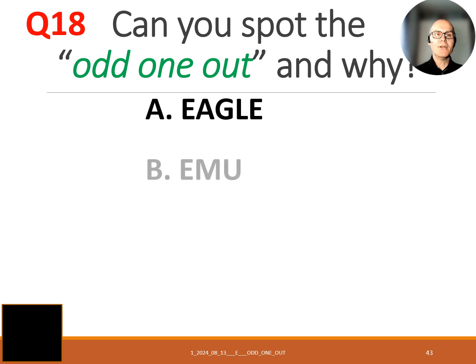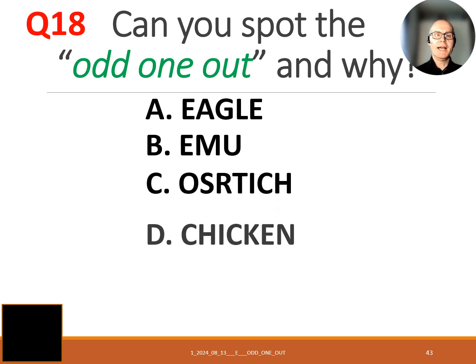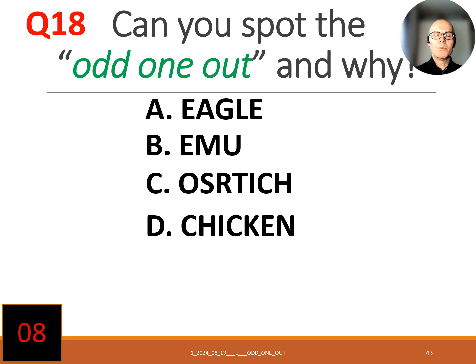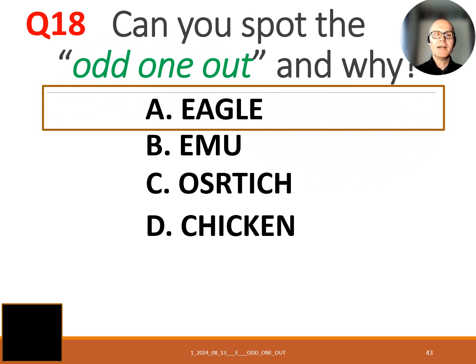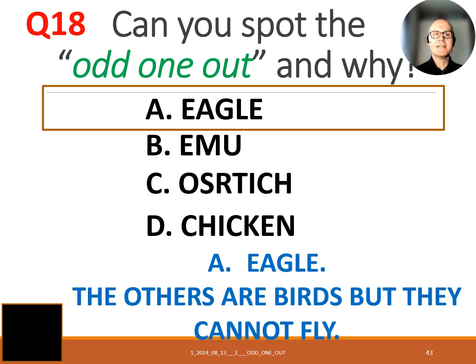Question 18. Eagle, emu, ostrich and chicken. What was the odd one out from these four birds and why? The odd one out from these four birds, of course, was eagle, and the reason for that is that the other three, although they're birds, they cannot fly. They're called flightless birds.